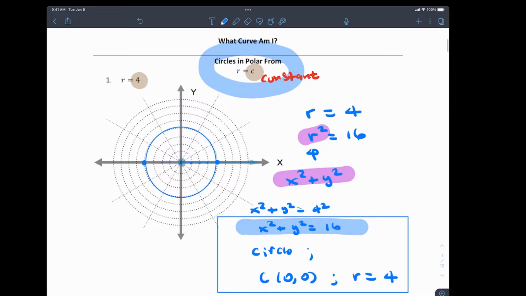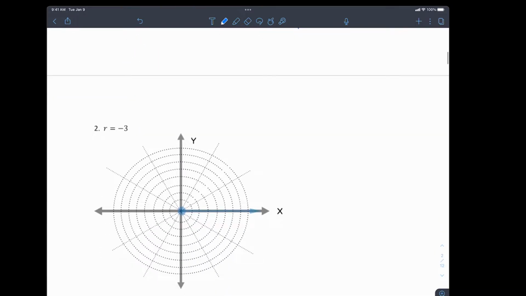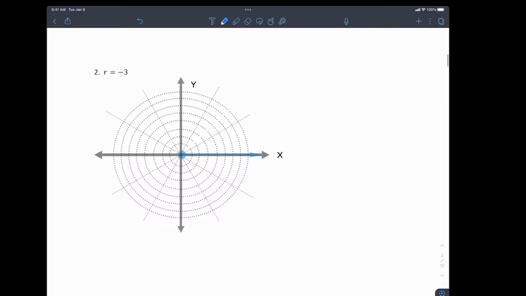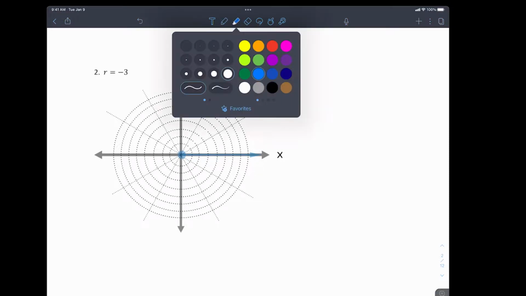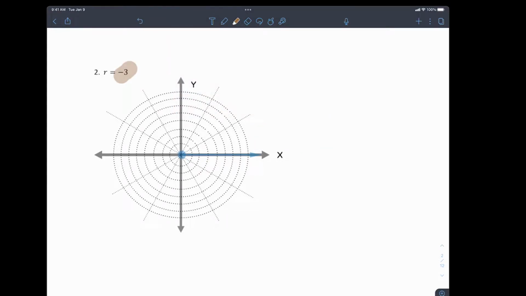Okay, you guys okay with that? And this is going to be 4, negative 4, 4, negative 4, those particular points, because you have a circle centered at the origin. And there you go. r is a constant. r is negative 3. You say r can be negative? Yes. What happens when r is negative?